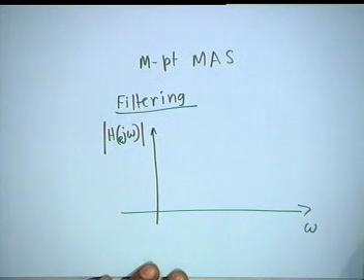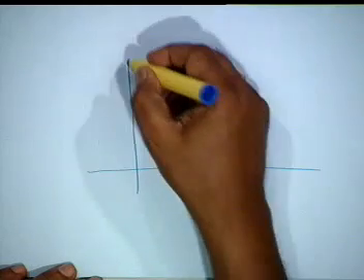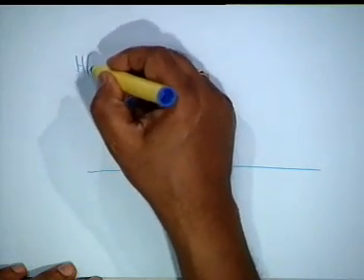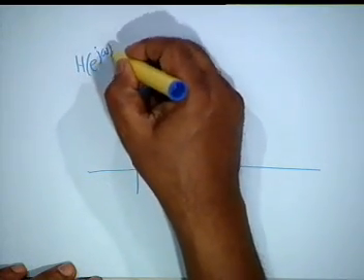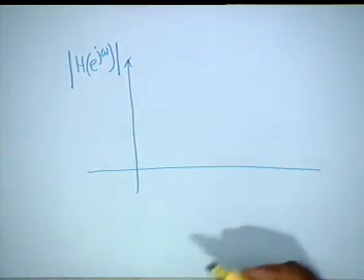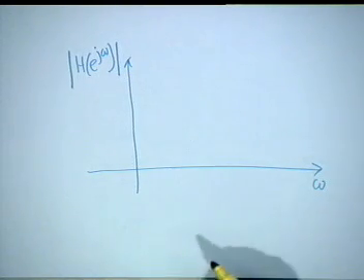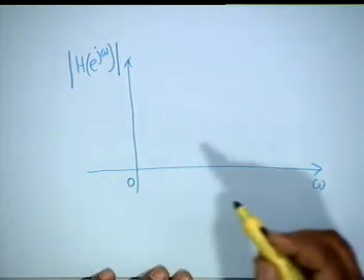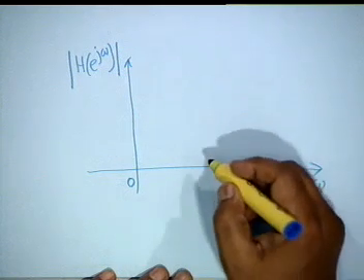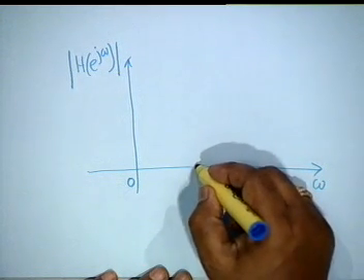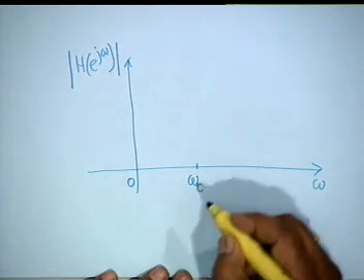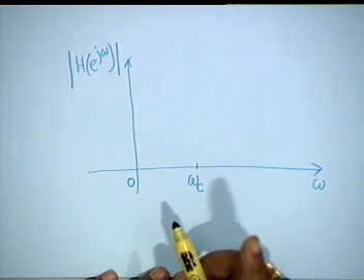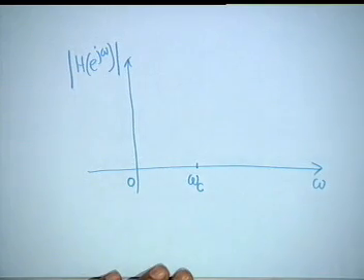If we plot the magnitude, let me take a fresh page, the frequency response that we want for, let us say, an ideal low pass filter is that between some frequency 0 and omega sub c, the magnitude should be ideally equal to 1.